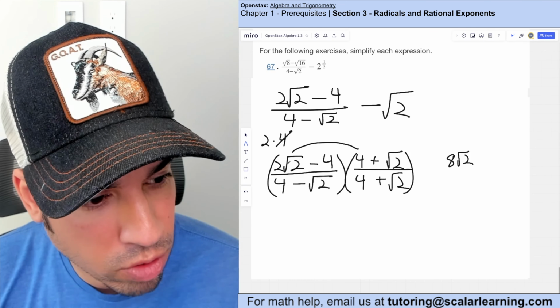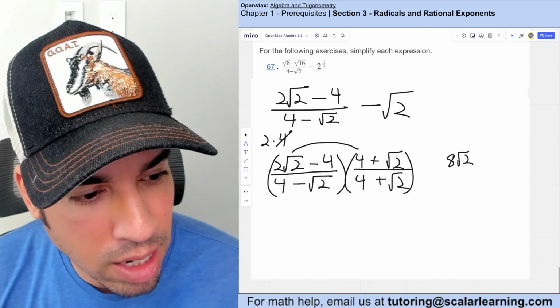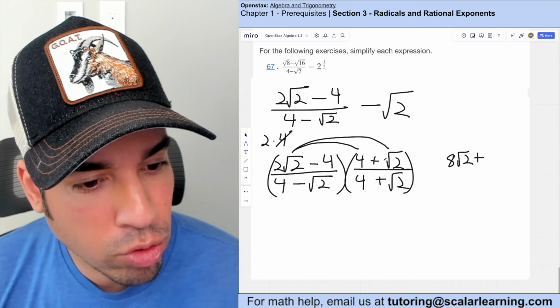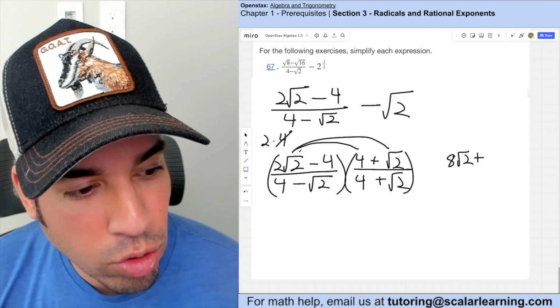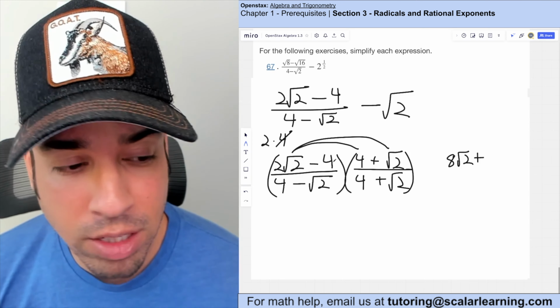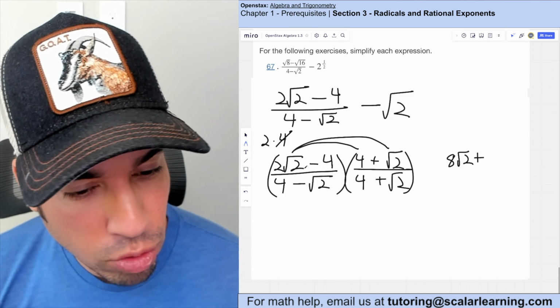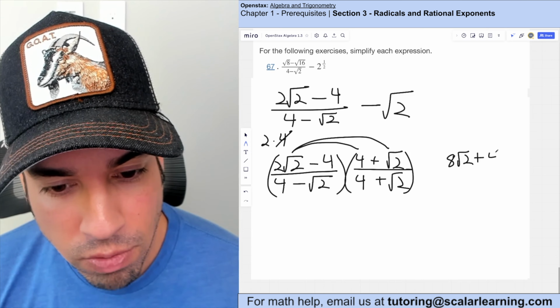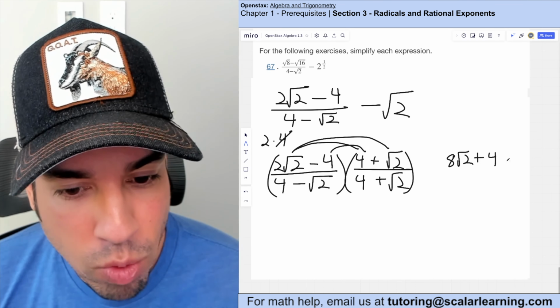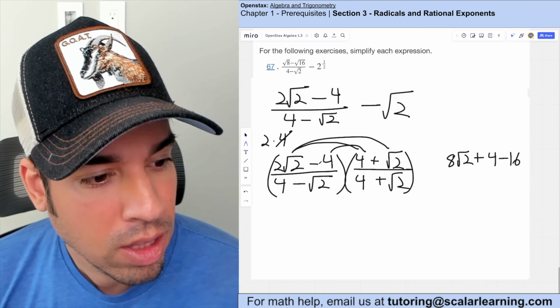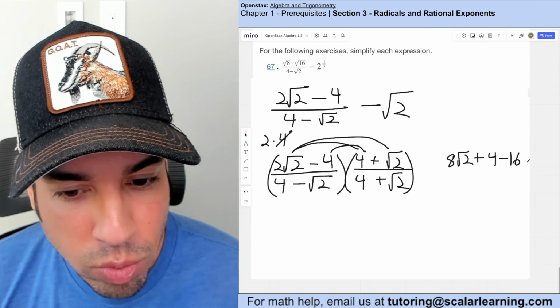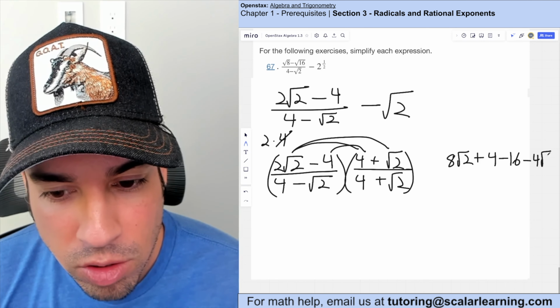The outside numbers interact. They do not interact with the inside number, plus 2 rad 2 times rad 2. Well, guess what? Rad 2 times rad 2 just becomes a 2, a liberated 2. So now we have 2 times simply 2, which is 4. Then we got negative 4 times 4, which is negative 16. And then I got negative 4 times rad 2, which is negative 4 rad 2.